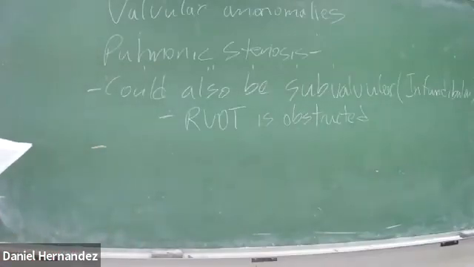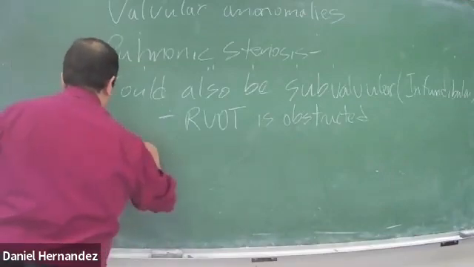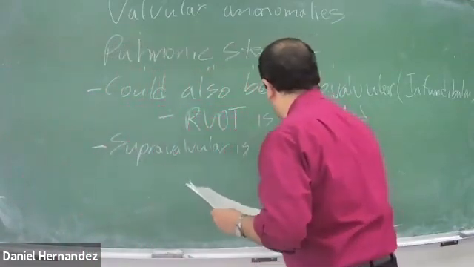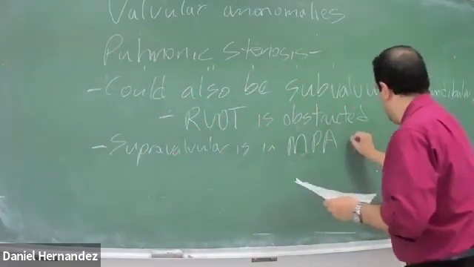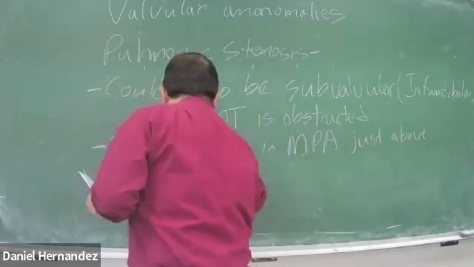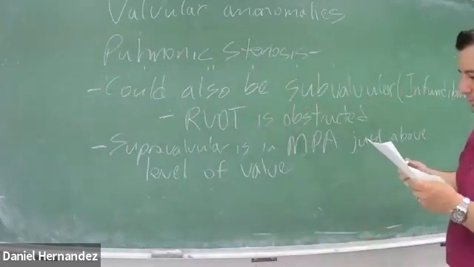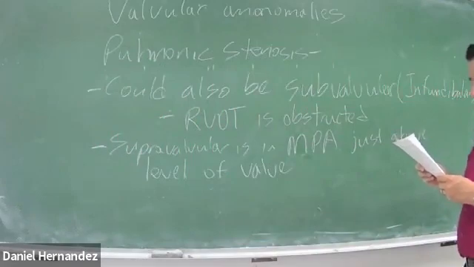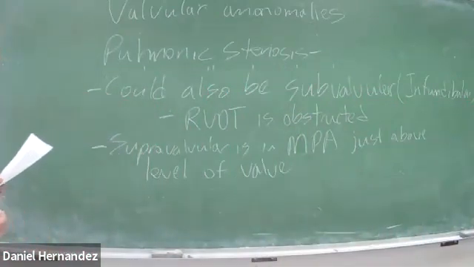So pulmonic stenosis can also be classified as supravalvular, in the main pulmonary artery, MPA, just above the level of the valve. So in mild cases, survival into adulthood is common with unrepaired pulmonic stenosis.